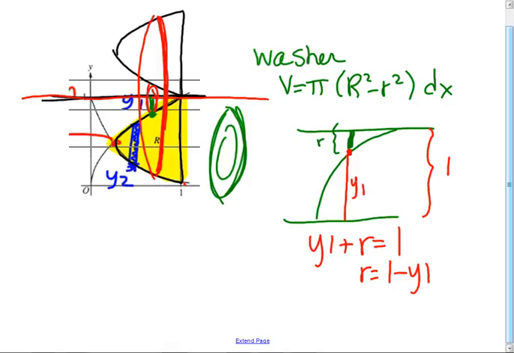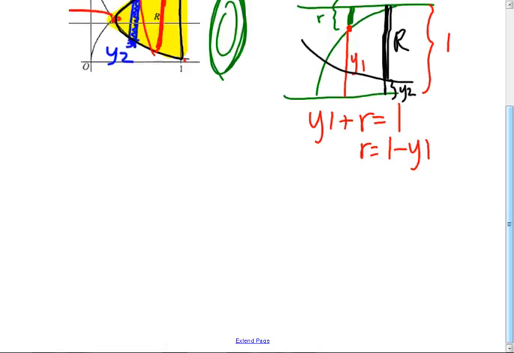I need a new color. Now we have to do the big radius. And if I take my same picture, I don't know if that's smart, but we'll try. Here's the big radius. This is capital R. This is the y-coordinate for the other curve, call it y2. What's the big radius equal to? Can you tell me, or do I have to write it out?